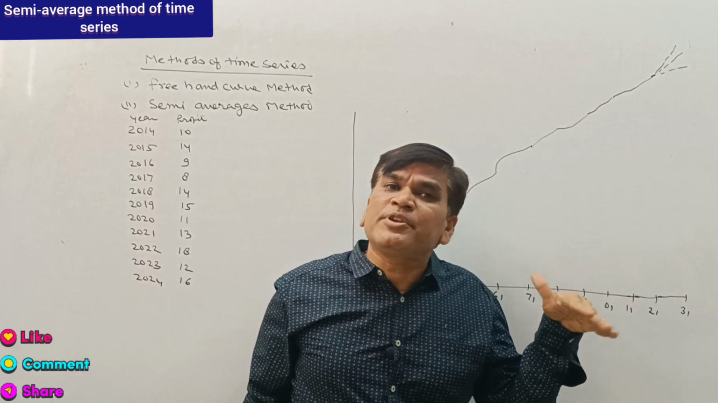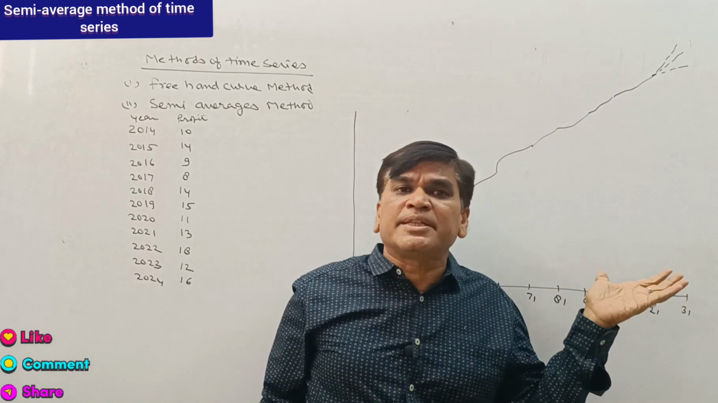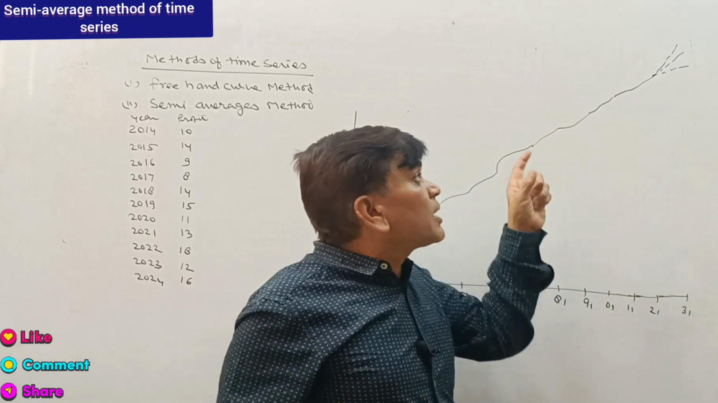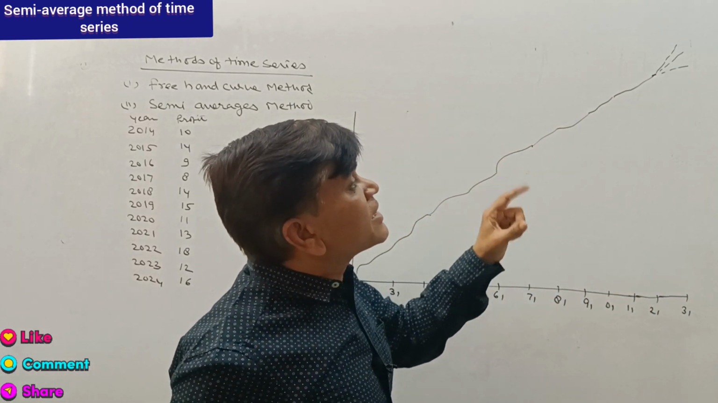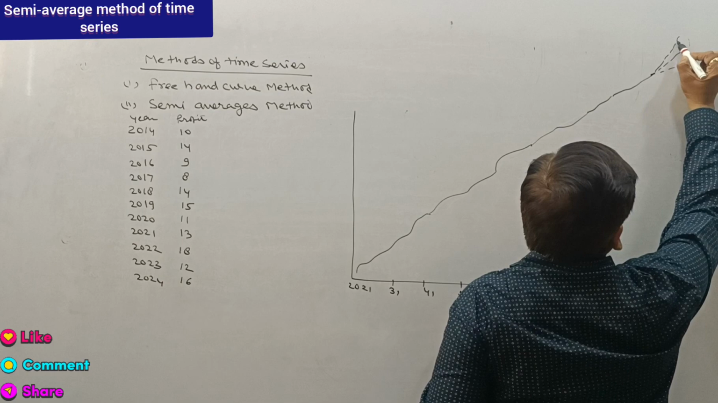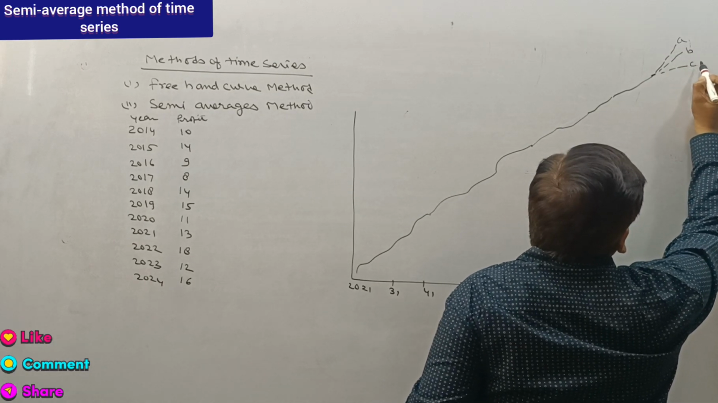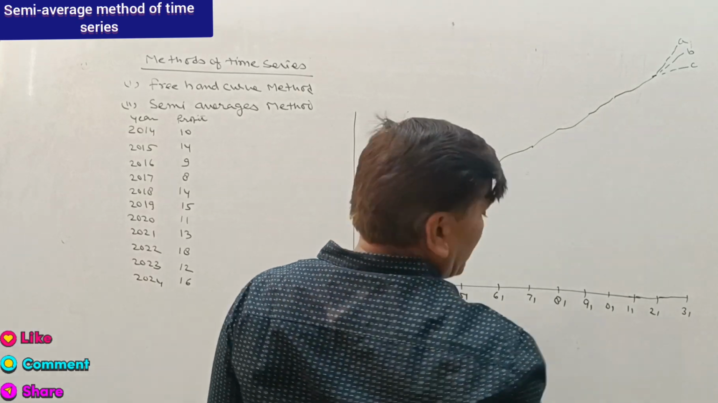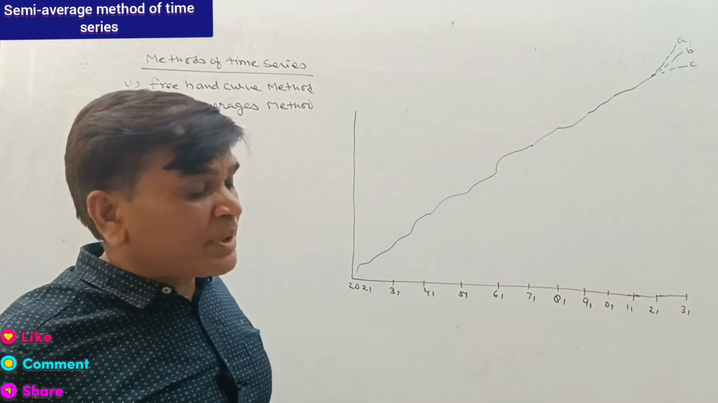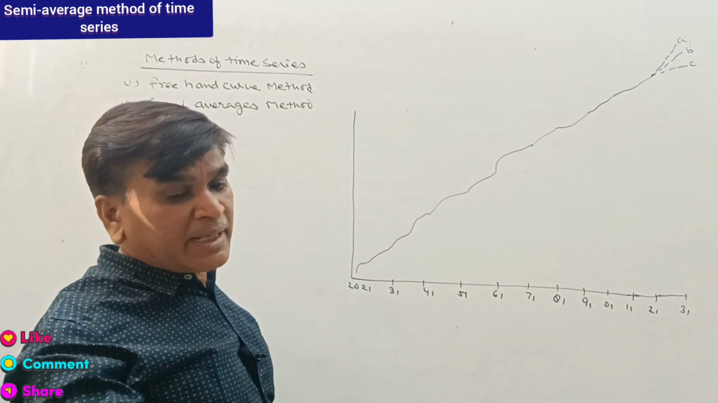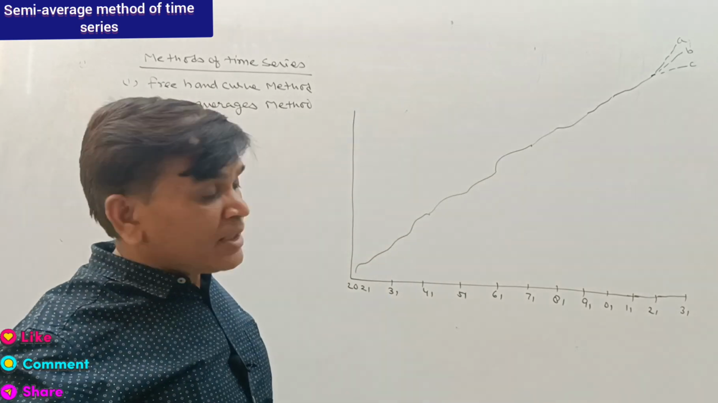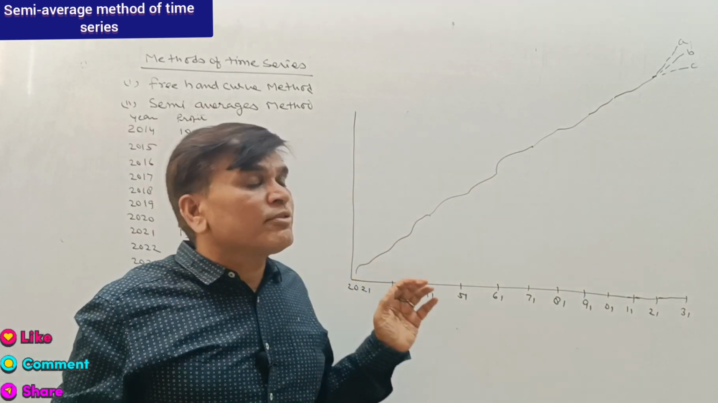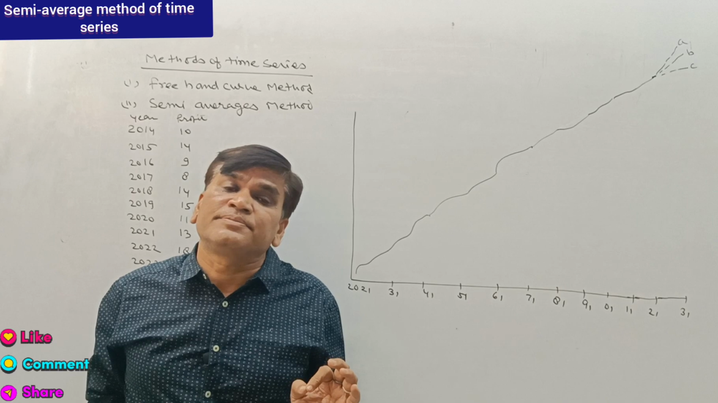If the population is increasing, we will forecast that next year the population will increase. But how much it will increase is uncertain. It may have A trend, it may have B trend, it may have C trend. All the trends are in increasing form, but these trends are all somewhat different. So in the freehand curve method, nothing is clear.